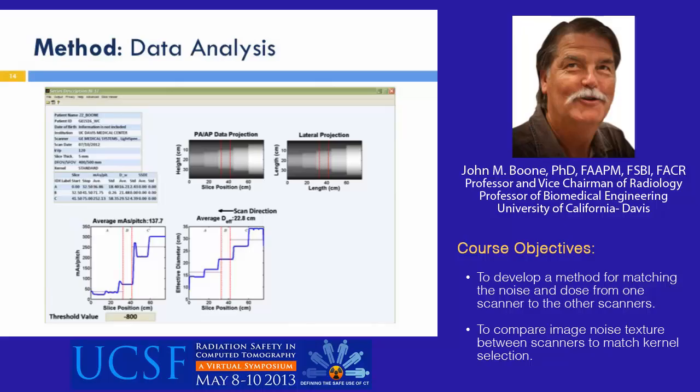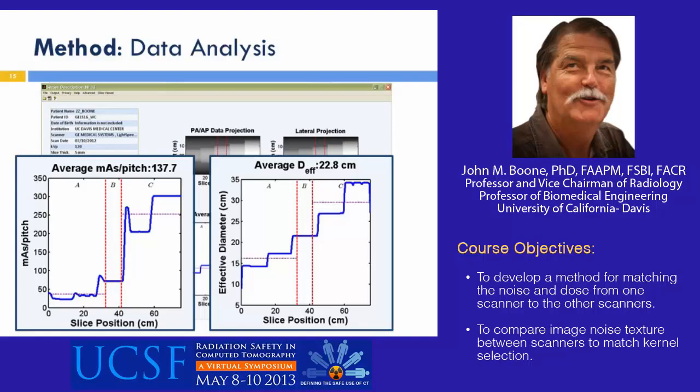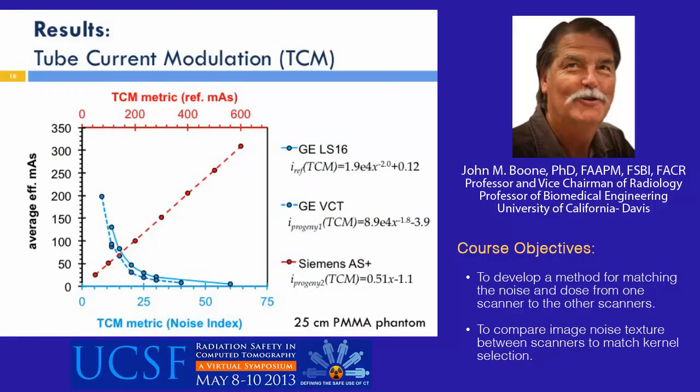So when imaged across 3 different scanners, the reference scanner, which again is the GE Lightspeed 16, then a GE VCT and a Siemens AS Plus, you see here are the data. What we've done is we've used the reference mass, which is the tube current modulation term used by the Siemens scanner, and that's across the top axis. We've used the noise index in blue at the bottom of this graph, and the noise index is the parameter used for tube current modulation in General Electric CT scanners. And from this we've measured the average effective MAS, and we pulled that from the DICOM header.